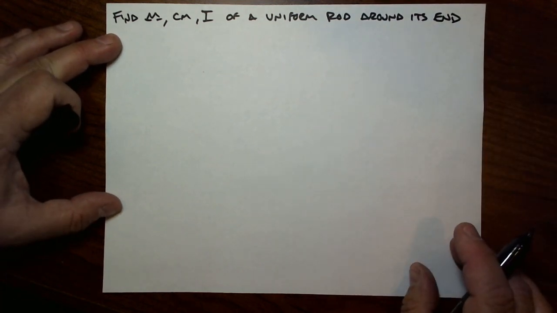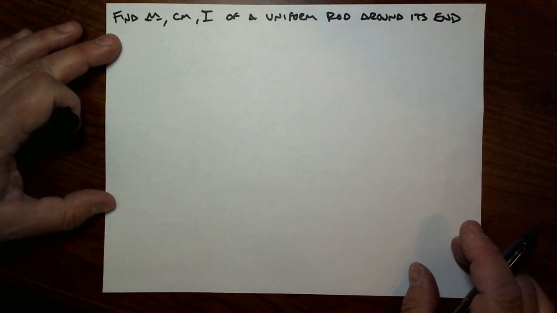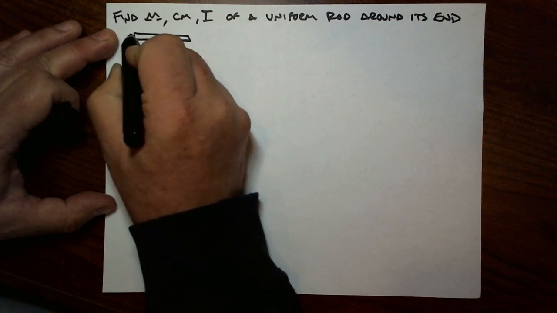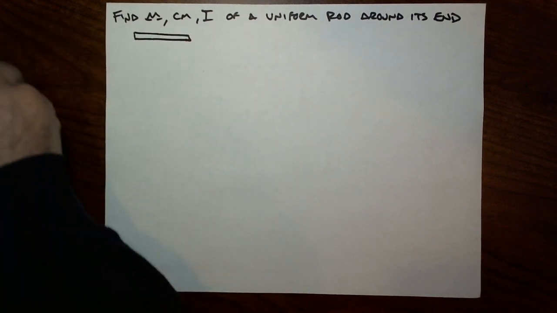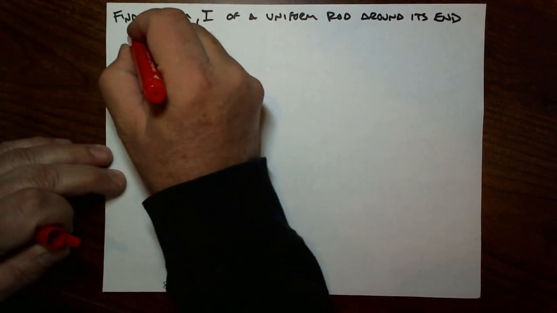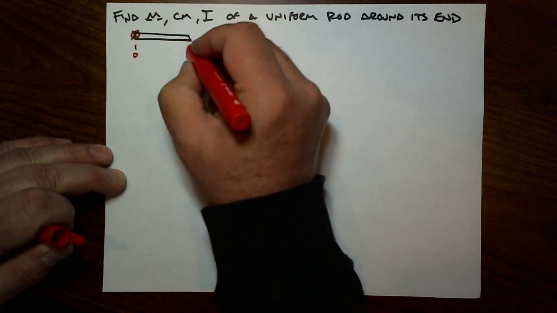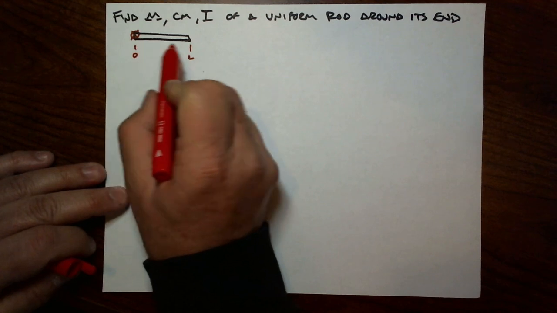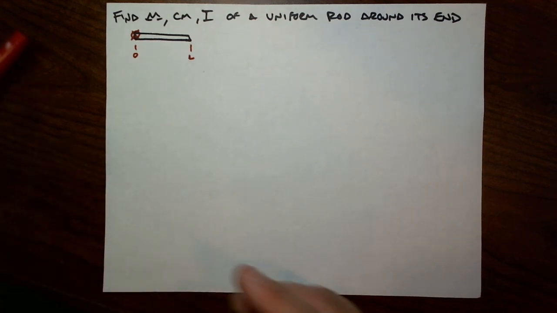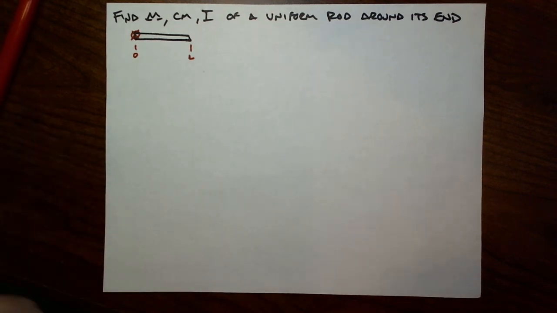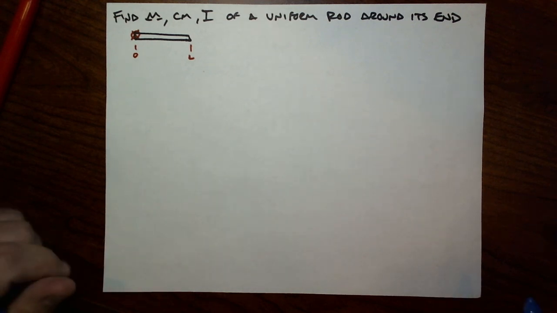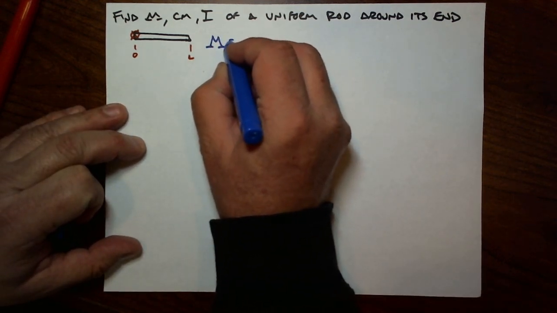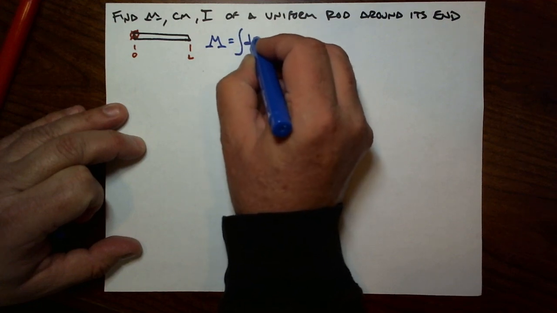Okay, so we have to say what it's around, because moment of inertia depends strongly on where you choose your rotational axis here. Rotational axis here, 0 here. This other end will be L, and we'll be using the variable x to figure this out. First thing we're going to do is find the mass, and the mass of this thing is going to be the integral of dm.